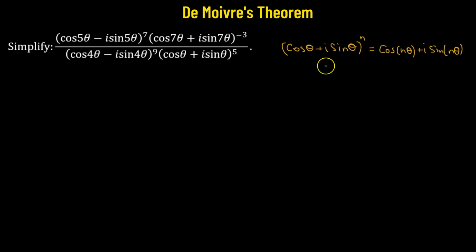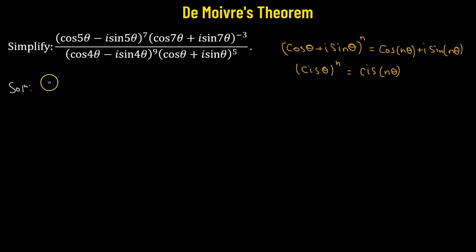Now this can also be written in a compact form as cis of theta raised to the power of n, where the C stands for cosine, I for iota, and S for sine. So this is equivalent to cis of n theta. So let's use De Moivre's theorem. We will begin by considering each expression. We will start with the numerator part first.